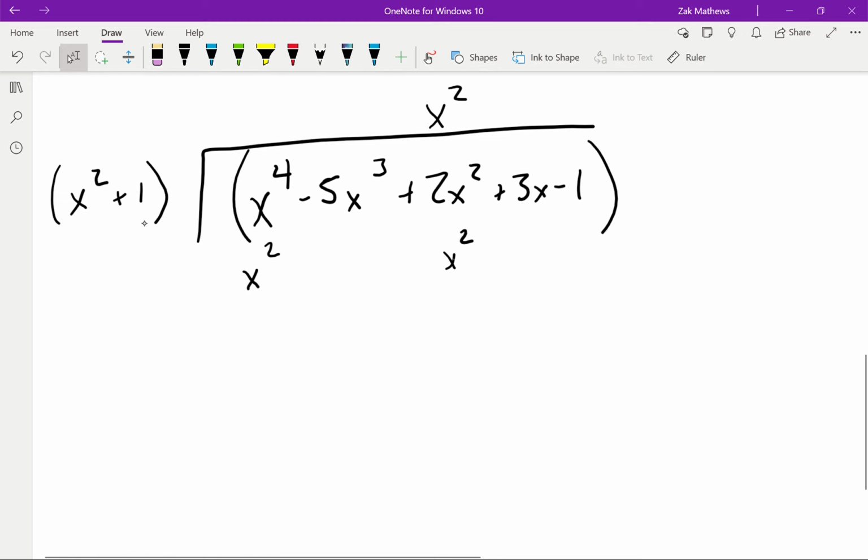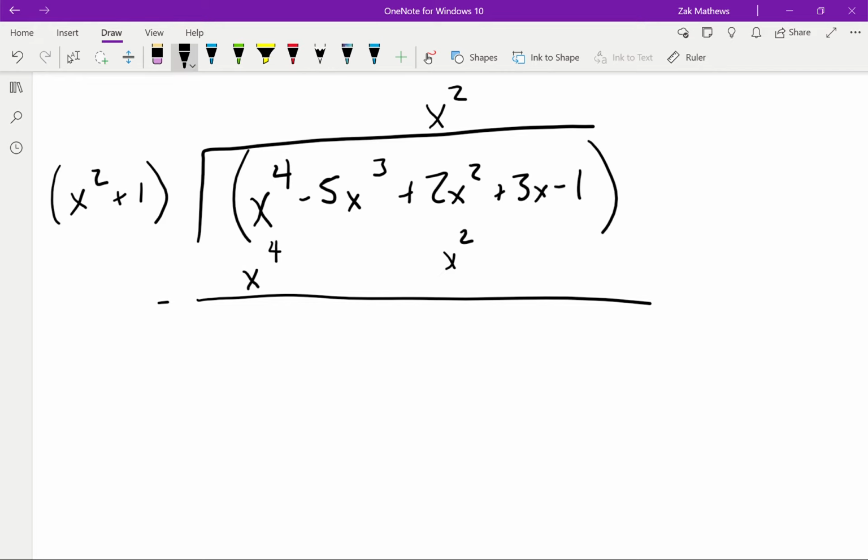And now I'm going to subtract these two lines. I said x to the 4th and I wrote x squared. That should be an x to the 4th because they should cancel. Negative 5x cubed minus nothing is negative 5x cubed. Notice there's nothing underneath of that 5x cubed right here. Then we have a 2x squared minus an x squared. That's going to give us an x squared. We're going to have a 3x minus nothing and a negative 1 minus nothing, so these are going to come straight down.